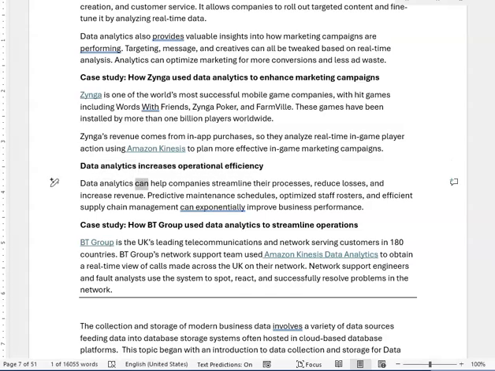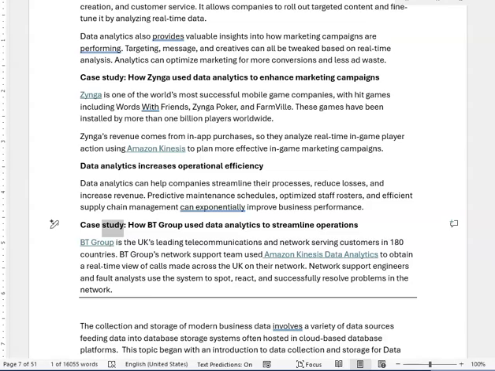Data analytics increases operational efficiency. Data analytics can help companies streamline their processes, reduce losses, and increase revenue. Predictive maintenance schedules, optimized staff rosters, and efficient supply chain management can exponentially improve business performance.